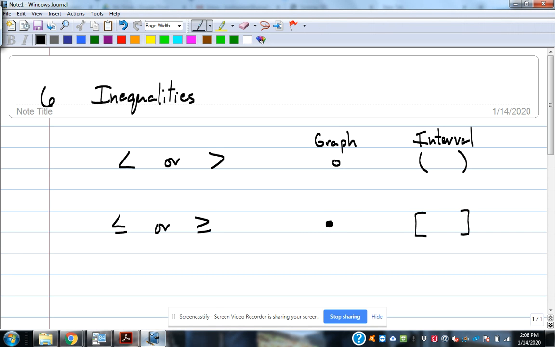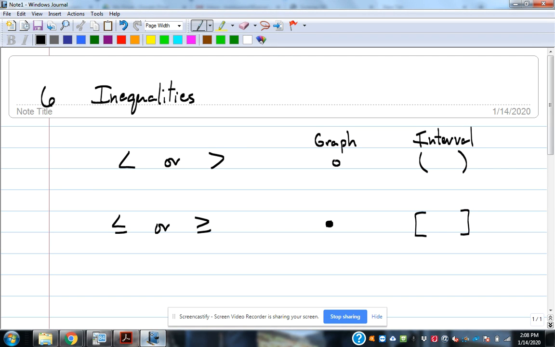All right, so inequalities: less than symbol, greater than symbol. You've got to be able to distinguish which one you're dealing with and tell me the right one. Less than or equal to, greater than or equal to. If it has the equal to mark, you're going to have a filled in dot, and you're going to use square brackets on the interval notation.